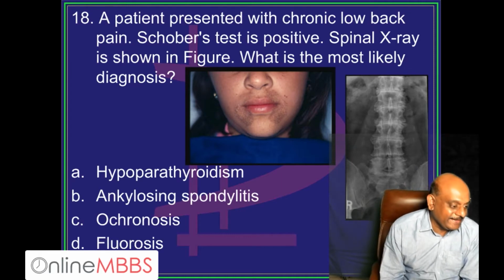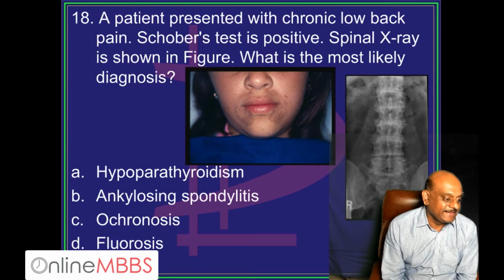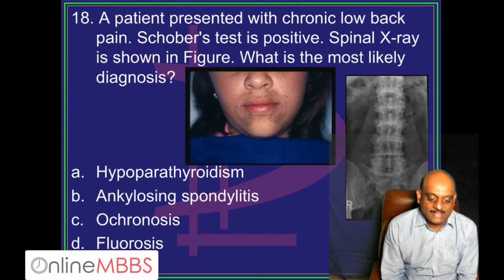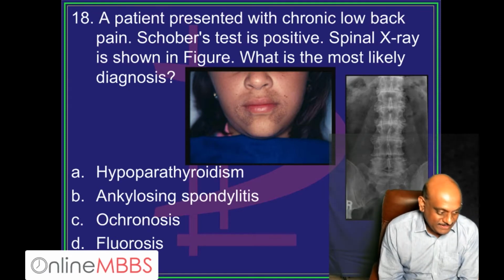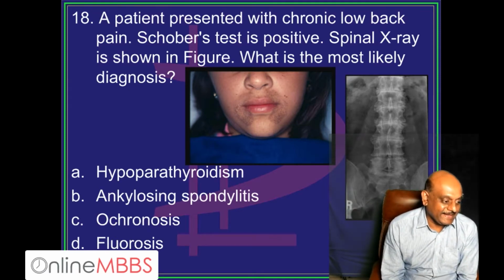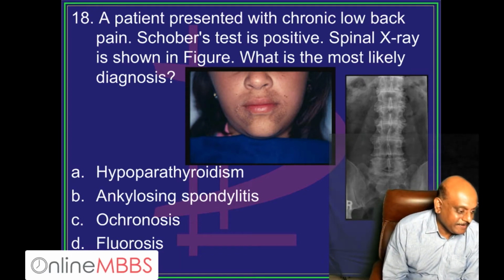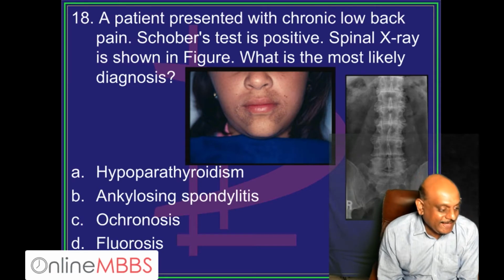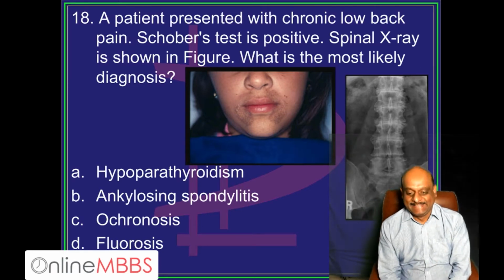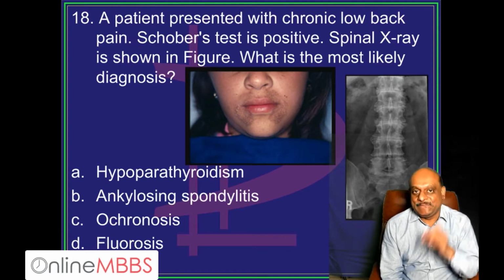Question number 18. Ritu thinks ochronosis. Satya Snigdha thinks ankylosing spondylitis. Radhika Pillai thinks ochronosis. Amrita, ochronosis. Tanveer Sodhi is proposing ankylosing spondylitis. I know. Doc, this pigmentation is an important clue, Doc.